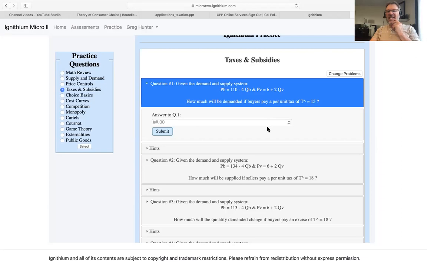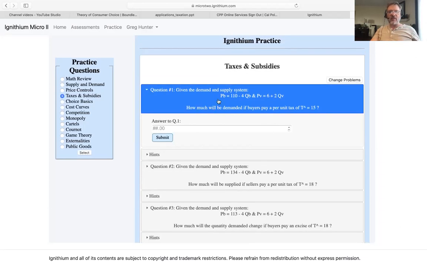So let's go ahead and get started with this. And so we'll have question number 1. Given the demand and supply system here, how much will be demanded if buyers pay a per unit tax of 15? Okay.